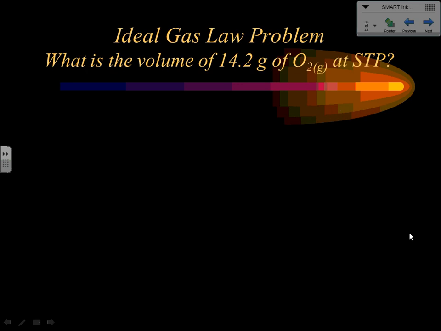A typical PV equals nRT problem: What's the volume of 14.2 grams of O2 at STP? Remember, STP is a hidden temperature and a hidden pressure. So they're actually telling us a temperature, a pressure, and an amount, the mass right here, and they're asking us for V. That sounds like they're telling us everything but one of our variables in PV equals nRT.